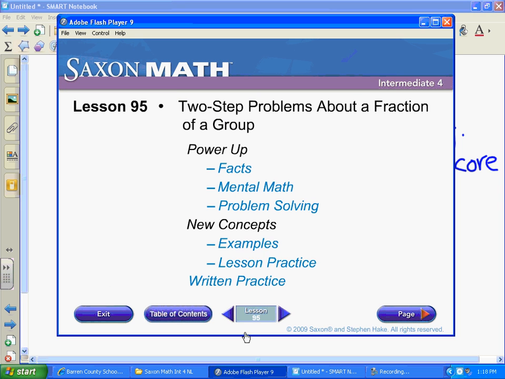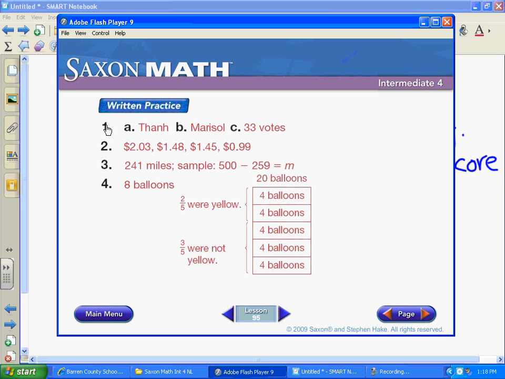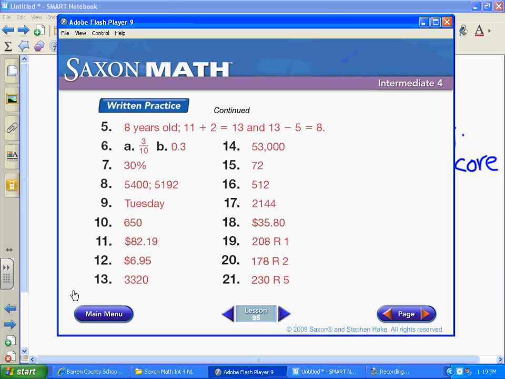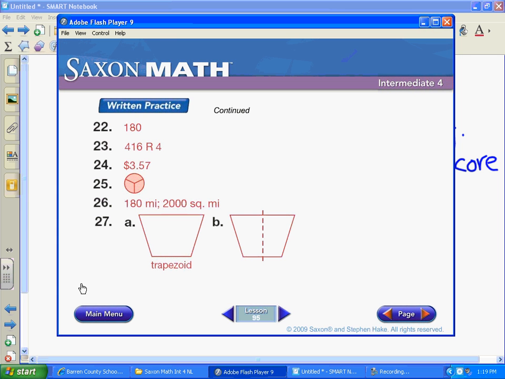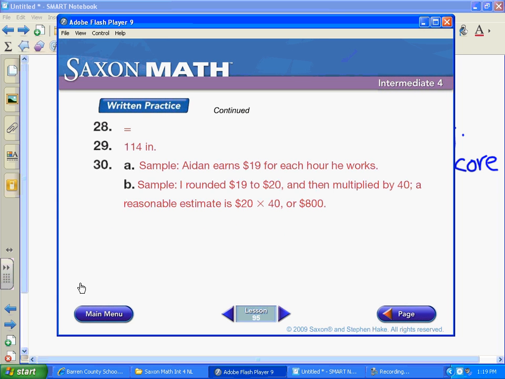Okay, let's go back and check 95 written practice. Hit pause as you check 1 through 4. Hit pause as you check 5 through 21. Hit pause as you check 22 through 27. And hit pause as you check 28 through 30.